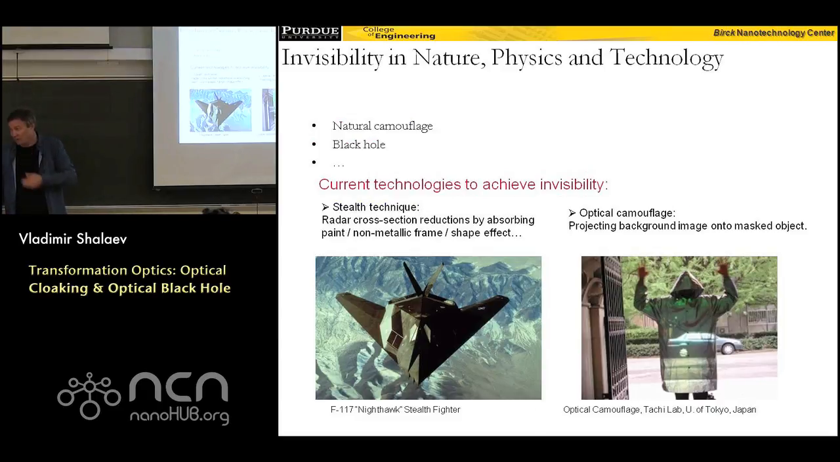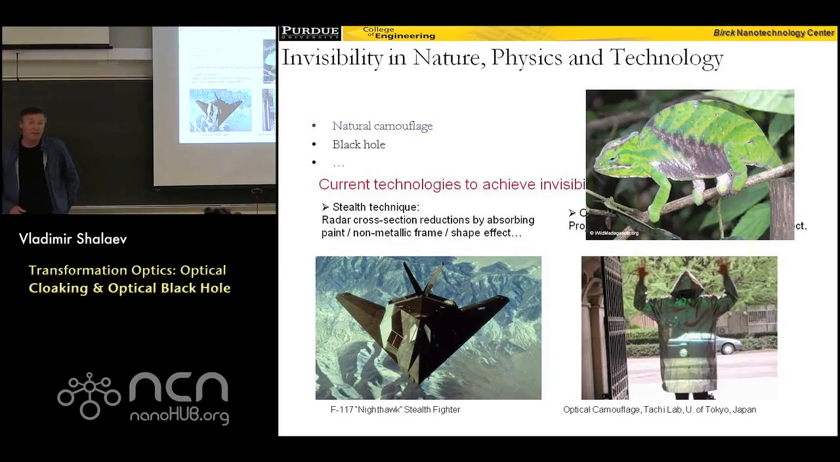So let me illustrate this with some interesting examples. Some of them are trivial, and we actually have to distinguish true invisibility and what you could call mimicking invisibility, like camouflage or optical mimicry. They're all related, but it's not invisibility in the sense of what I'm talking about here. But still, some interesting examples from nature, physics, and technology related to something like cloaking, but not actually true cloaking.